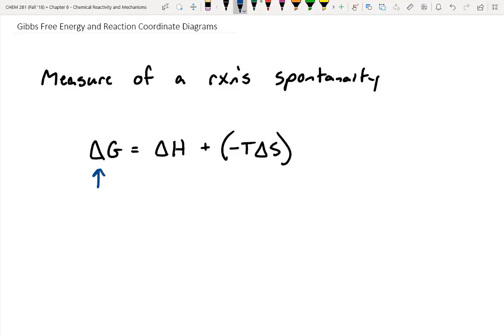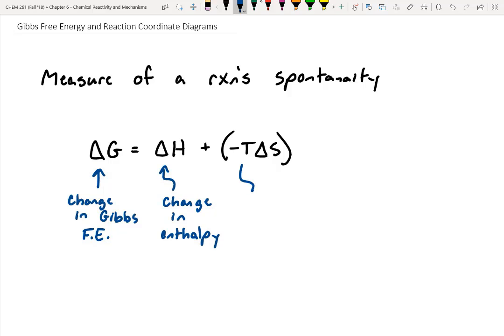All right, so this is the change in Gibbs free energy. This is your change in enthalpy. This is your temperature in Kelvin. We don't use Celsius for this value typically, unless Celsius is included in your entropy unit. And then delta S is your change in entropy.